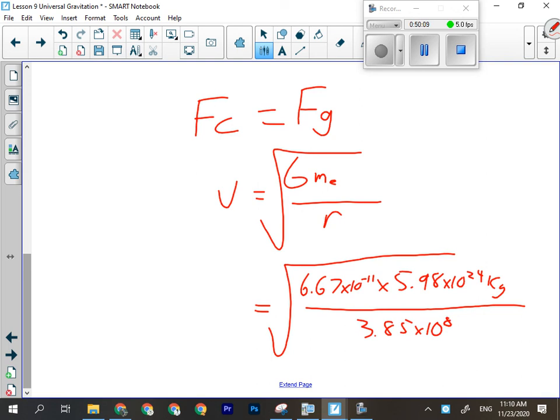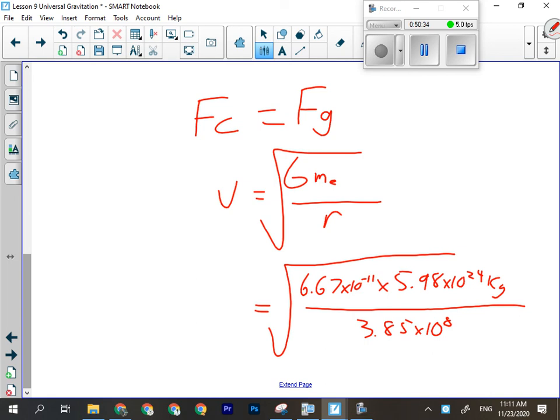Yeah? Oh, it's 3.84 on our formula sheet? 3.85 on it. Yeah, in the textbook it's different. Oh, weird. Okay, we've got to go with what our formula sheet says. 3.85. Not going to make that big a difference.